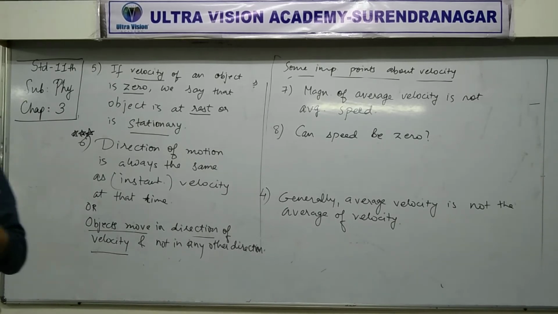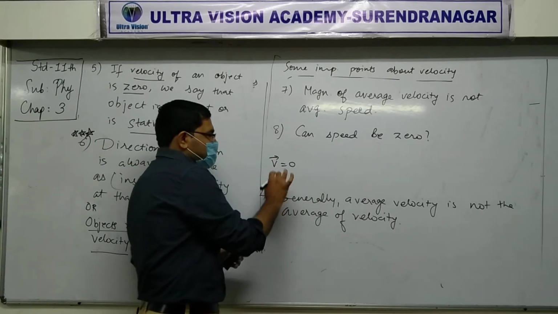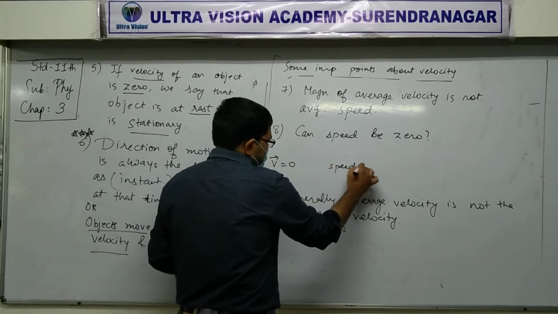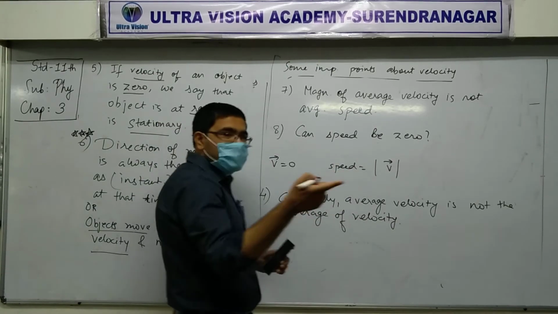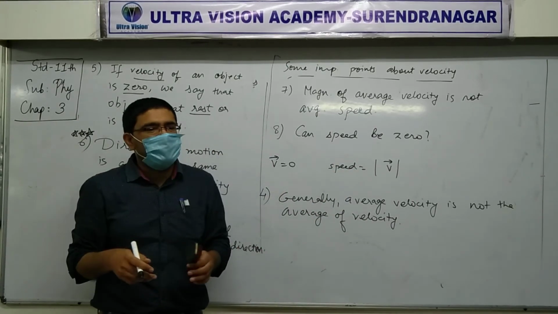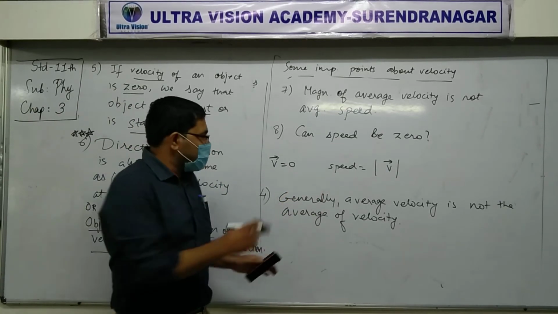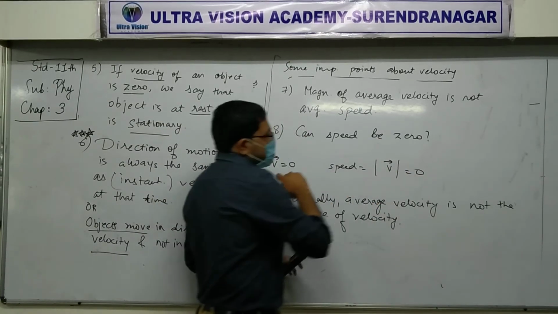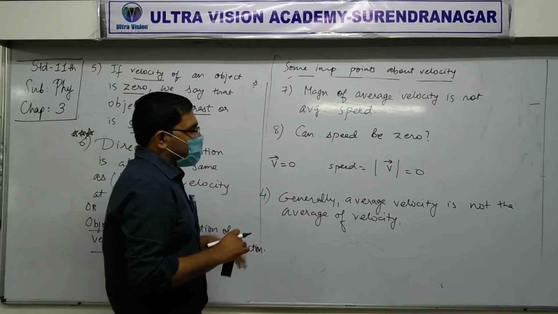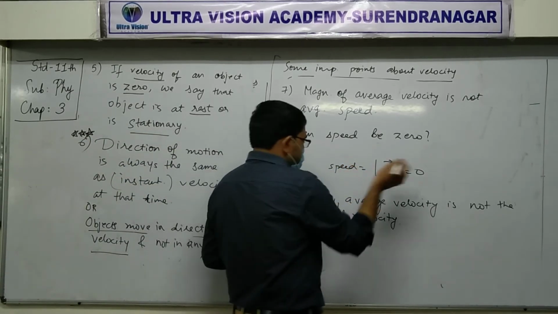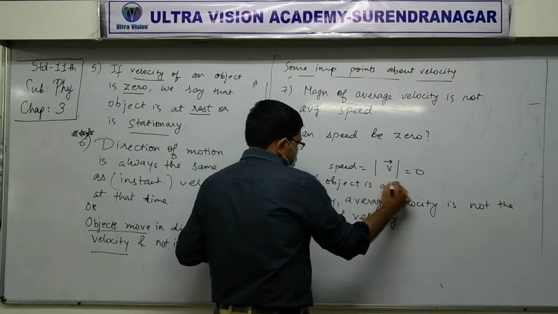Is that okay? When velocity is 0, speed automatically will be 0. Why? Because speed means nothing but the modulus of velocity. What's the definition of speed? Magnitude of velocity. How do you find magnitude of something? By putting a modulus. So if this is 0, only then speed will be 0. So that is only possible if object is at rest. Okay, can speed be 0? The answer to this question is yes, if object is at rest.